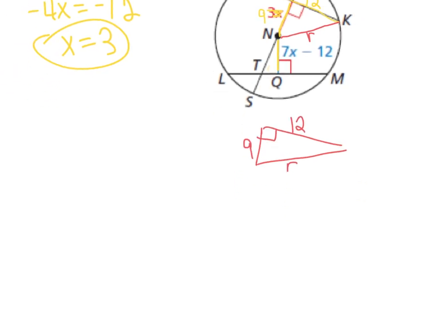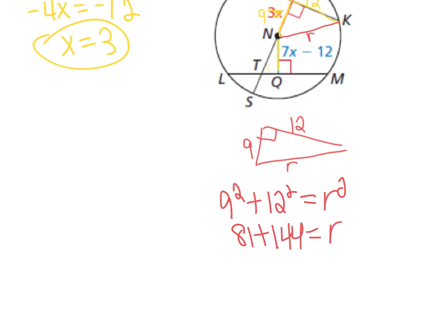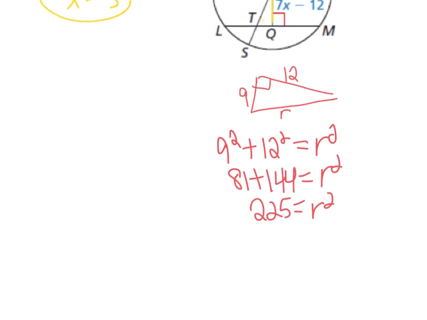It doesn't look exactly the same. So I have 9 squared plus 12 squared equals r squared. I'm going to have 81 plus 144, which is 225. Got to take the square root. So my radius is going to equal 15.